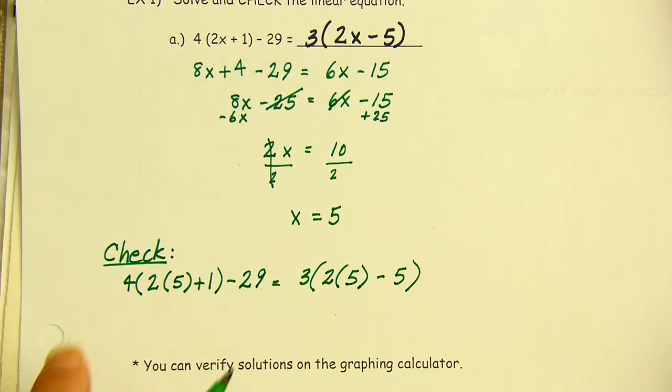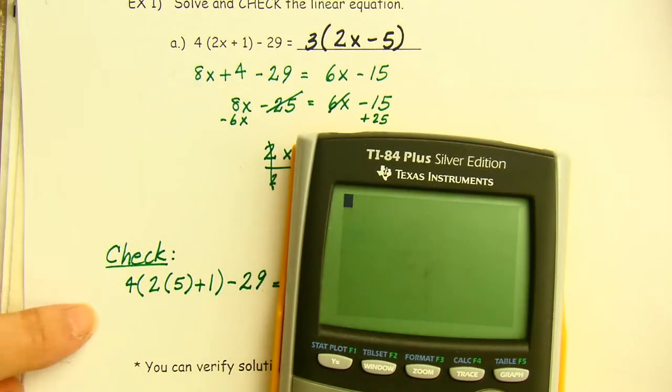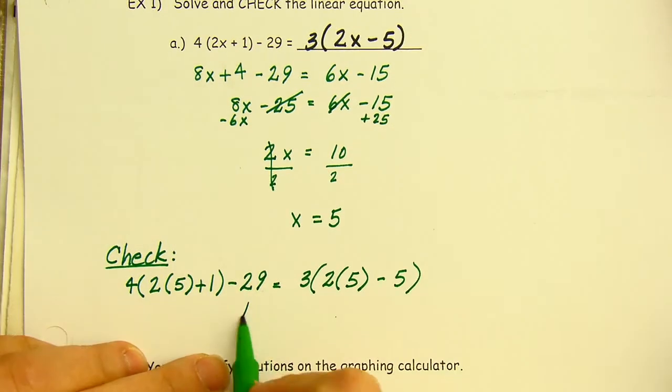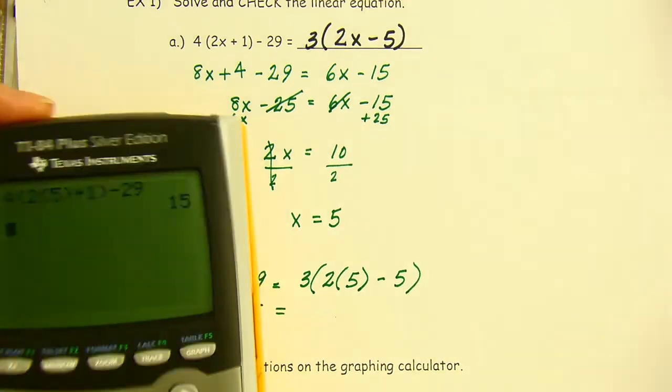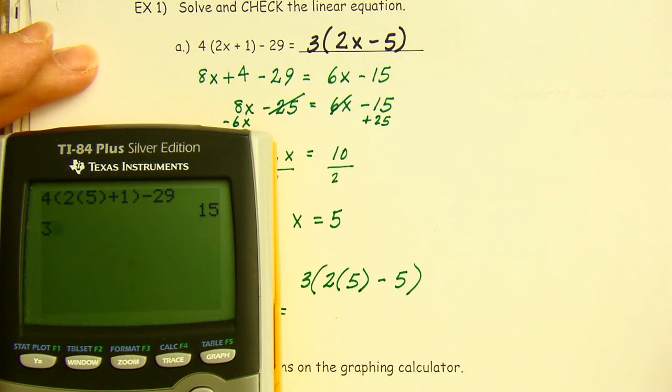Now this part you can do on the calculator, and if you set up using the template with all of the parentheses, it's really nice and easy to just type in exactly what you see. 4 parenthesis, 2 parenthesis, 5, close it, add 1, close it, subtract 29. And I get 15. This is me verifying it. 15 equals, all right, I'm going to do 3 parenthesis, 2 parenthesis, 5, close it, subtract 5, close it. And I get 15.